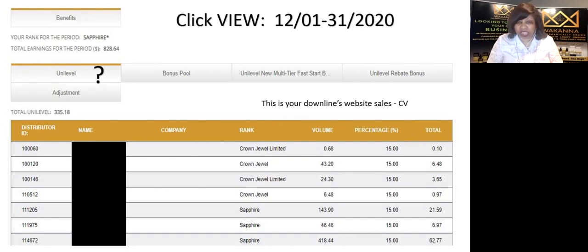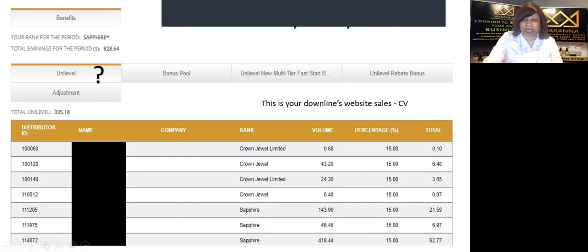And so here you see exactly, of the $335.18 that was made from your downlines' website, you actually see their rank, the volume that they did on their website, and what percentage you were paid from their website.